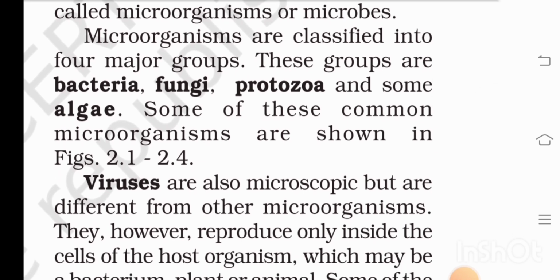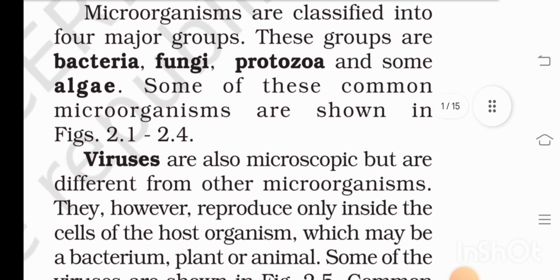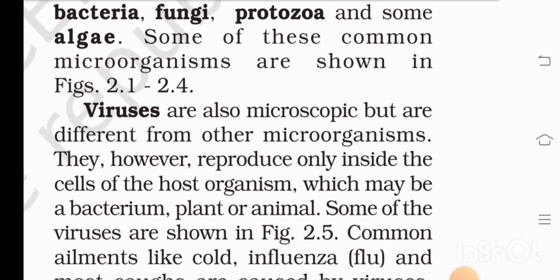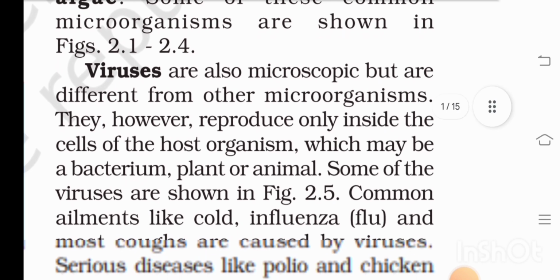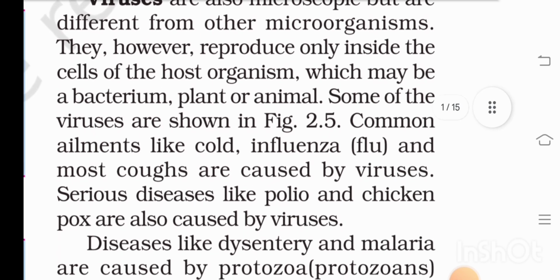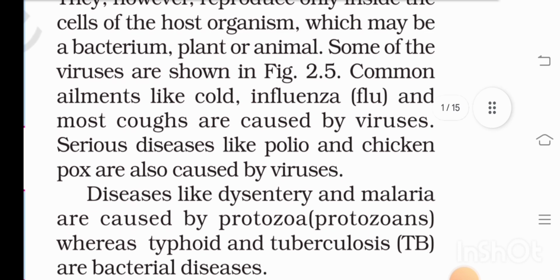Microorganisms are classified into four major groups. These groups are bacteria, fungi, protozoa, and some algae. Some of these common microorganisms are shown in figures 2.1 to 2.4. Viruses are also microscopic but different from other microorganisms. They reproduce only inside the cells of a host organism, which may be a bacterium, plant, or animal. Some of the viruses are shown in figure 2.5.